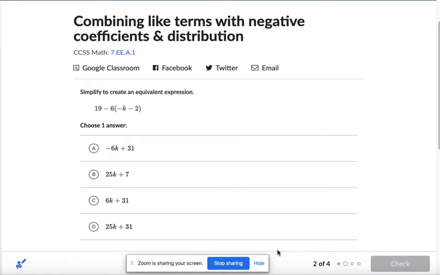So we're going to look at combining like terms with negative coefficients and with distribution as well. All right, so this has most of solving equations in it. Obviously, it's not an equation. We're just looking at an expression.